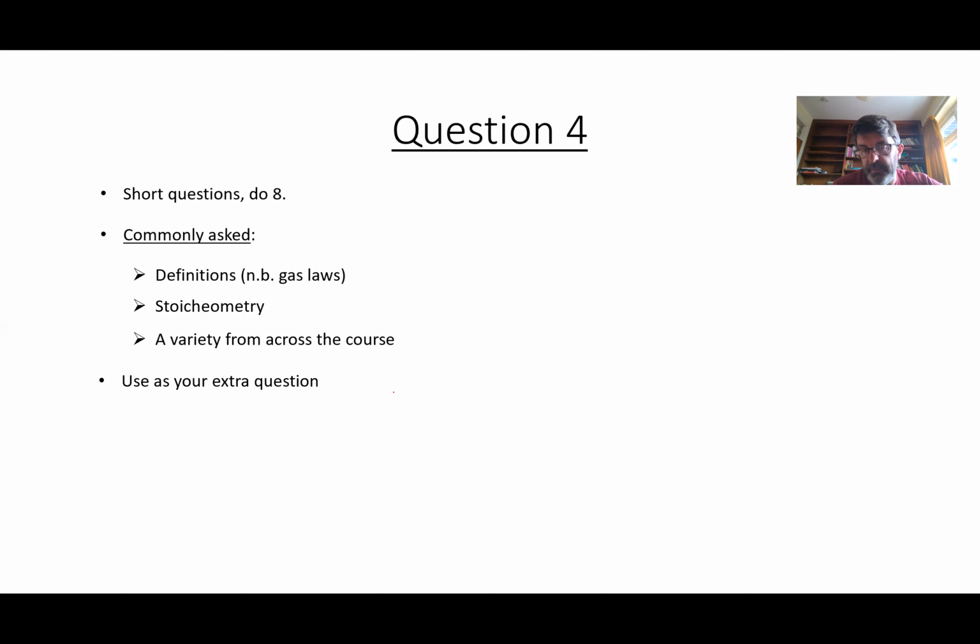So extra question, I would say. Definition is very important, stoichiometry important, and it's a variety of stuff. And also, if you're picking and choosing a bit more, maybe leaving out equilibrium or something, that could cost you question 4 too, which is why I always say use it as your extra question. All right, let's move on.